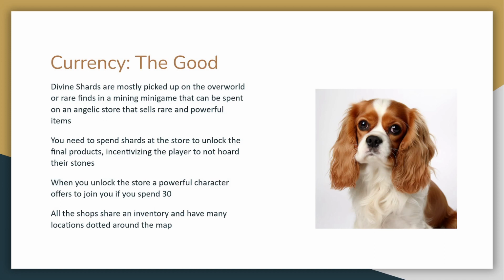Well, if we're talking about wallets, we should move to currency. Let's start with the good currency, Divine Shards. Divine Shards are mostly picked up on the overworld, or they're rare finds that you get in a mining minigame, which has its own problems, but they're outside of the scope of this. And these Divine Shards can be spent on an angelic store that sells rare and powerful items.